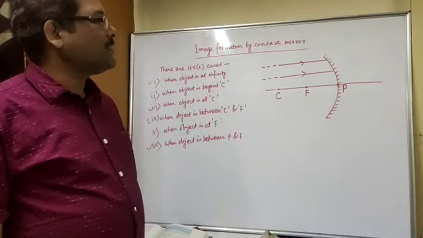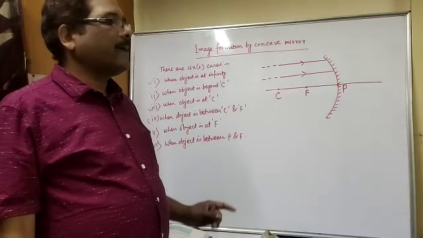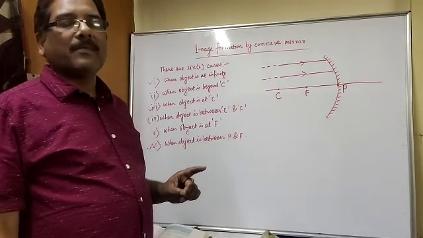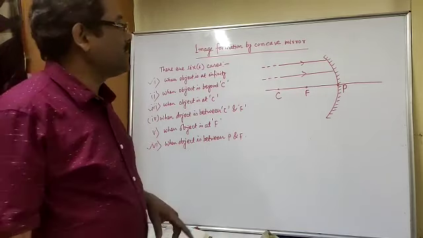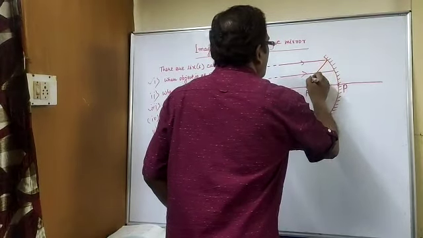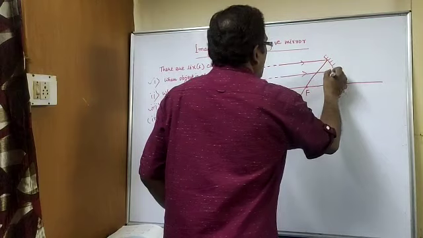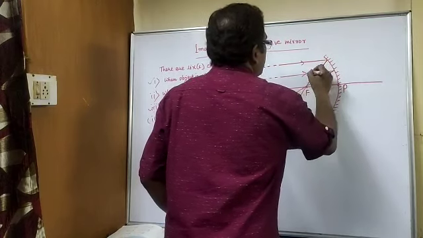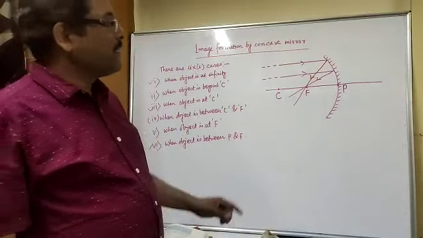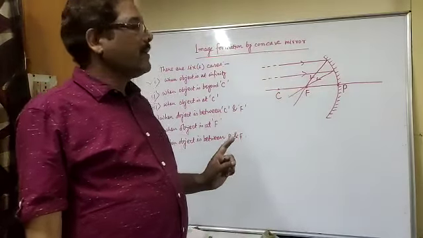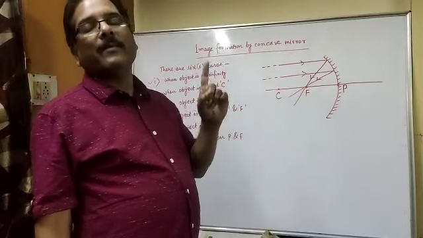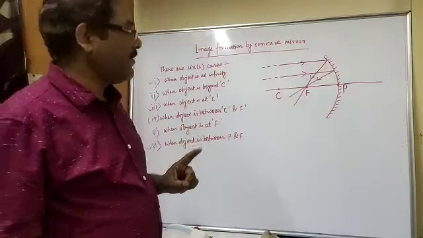According to the first rule, recall the rule that a ray of light which is parallel to the principal axis passes through the principal focus after reflection. So these two rays will pass through the focus like this. So where are the rays meeting? The rays are meeting at F. So the reflected rays are meeting at F. So the image will be formed at F.